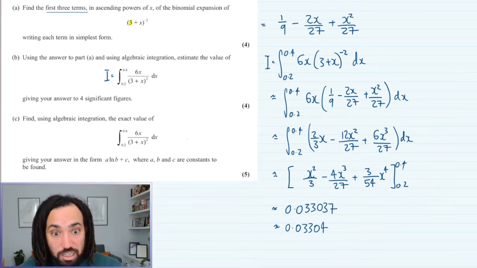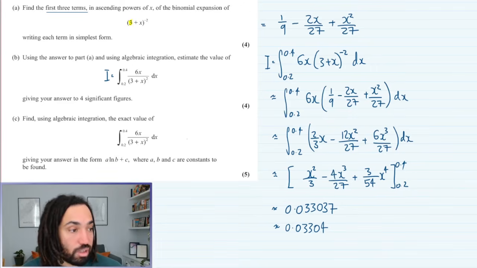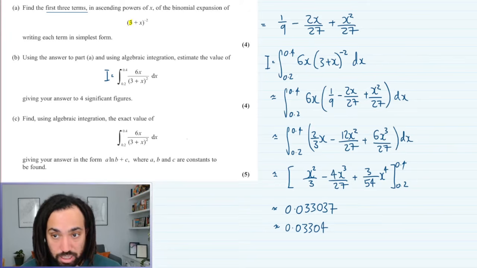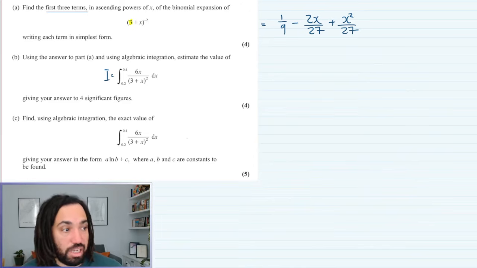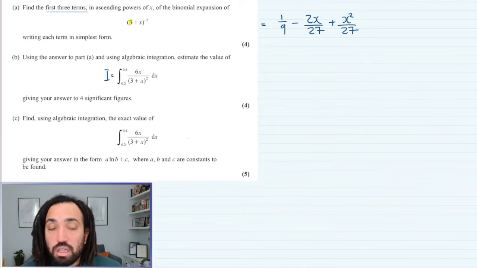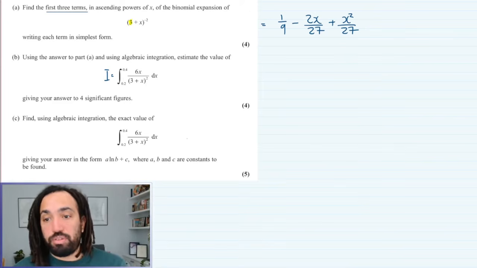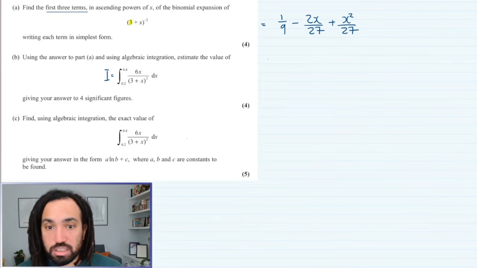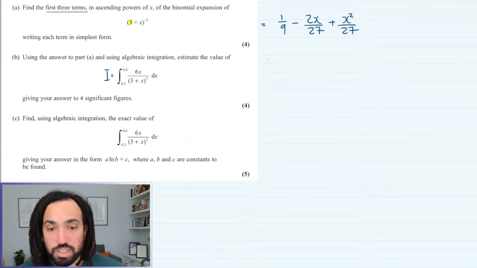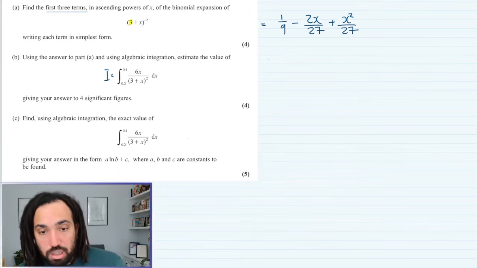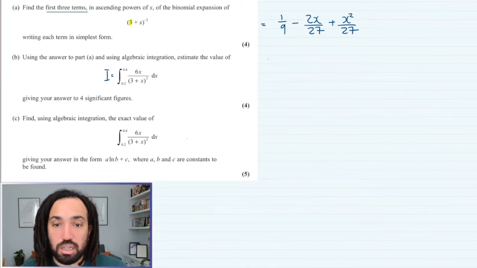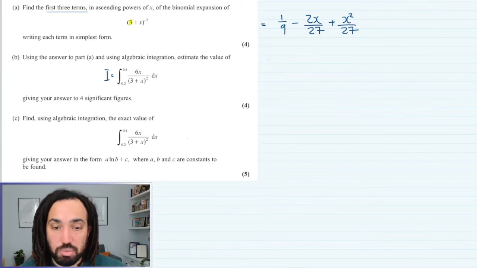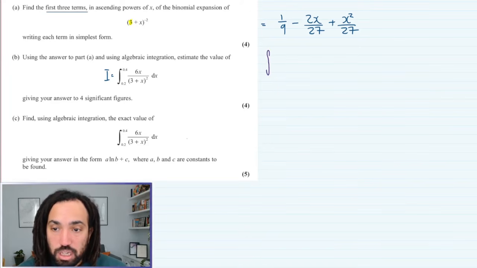It says find using algebraic integration the exact value. Okay, so what we can do then is we can do this two ways. We can do by substitution or by integration by parts. I might do both, but my gut is telling me that substitution will be easiest. We can't use reverse chain rule because the bracket's derivative isn't 6x or anything like 6x. The bracket's derivative is 1. So let's use substitution. So this is what I need to do.